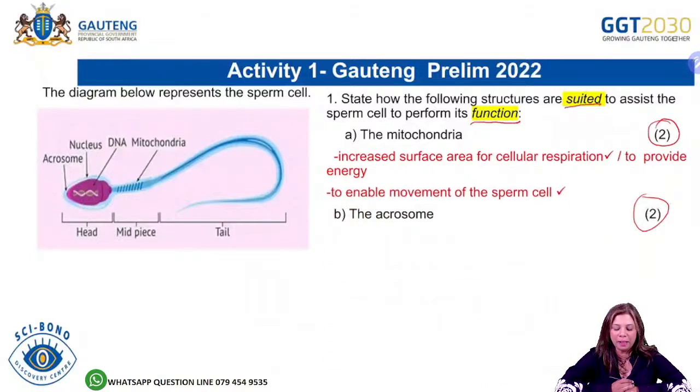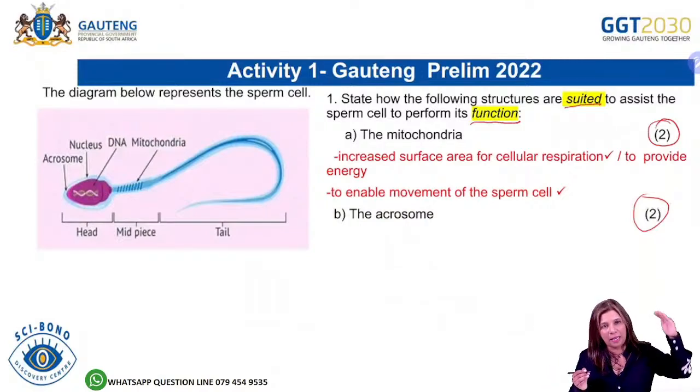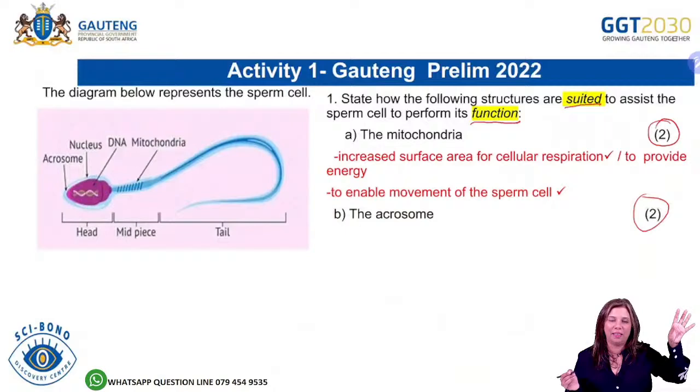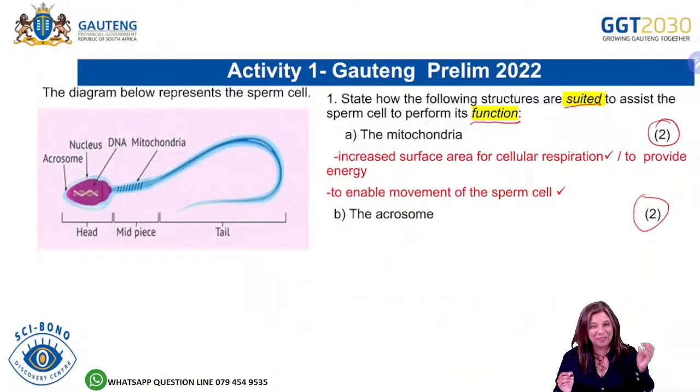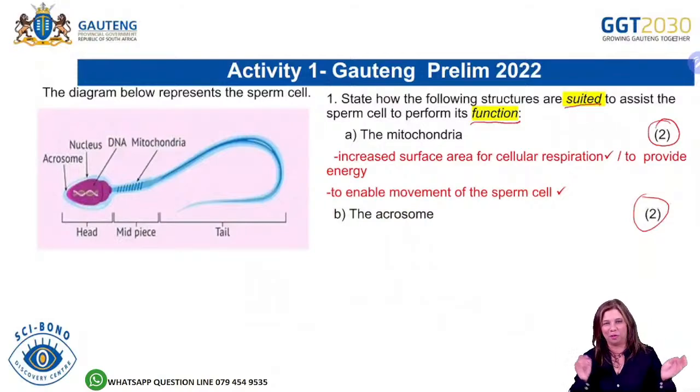The second part of it is to enable movement of the sperm cell. The sperm cell needs to get from A to B. It needs energy, so obviously the mitochondria's function is to enable it to have energy. If you're feeling so tired sometimes and you can't lift your body up, you need energy. The same thing: the sperm cell needs that mitochondria. Sperm cell doesn't take Red Bull and all these energy drinks. Sperm cell takes mitochondria. And this mitochondria gives you that boost to swim to the fallopian tubes.